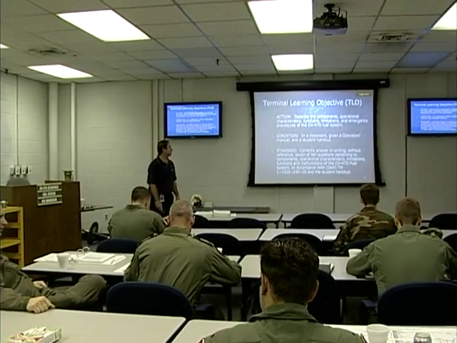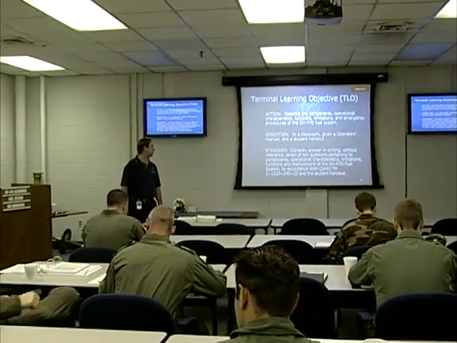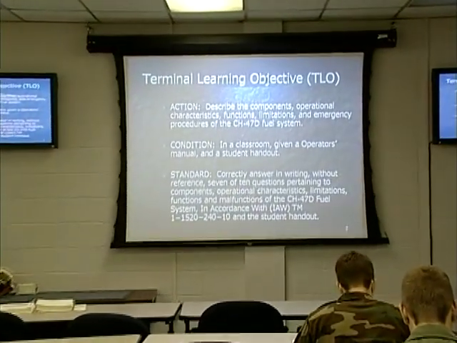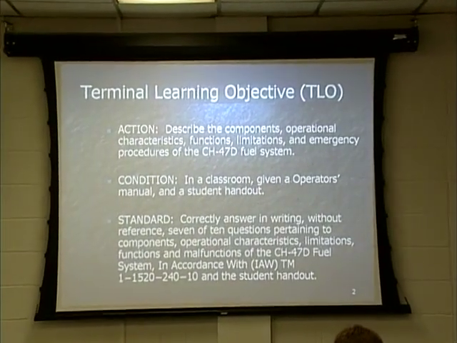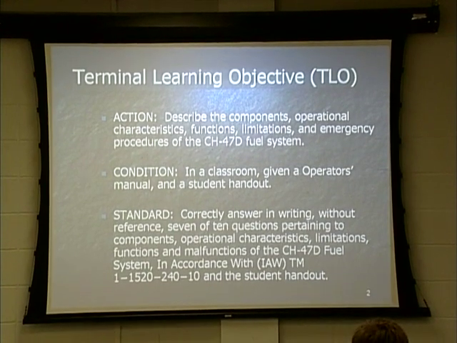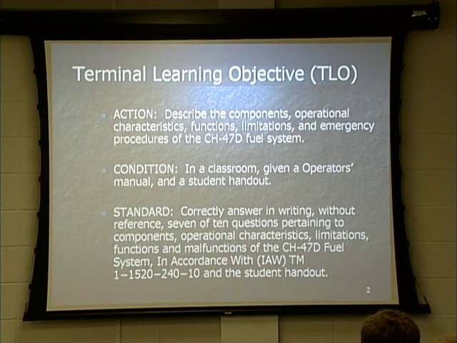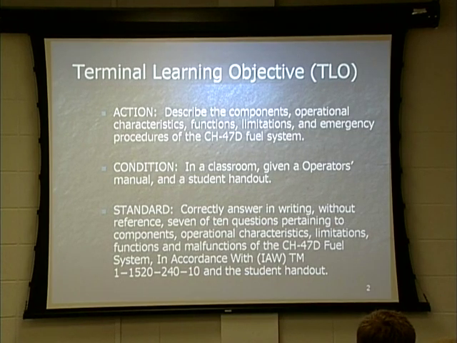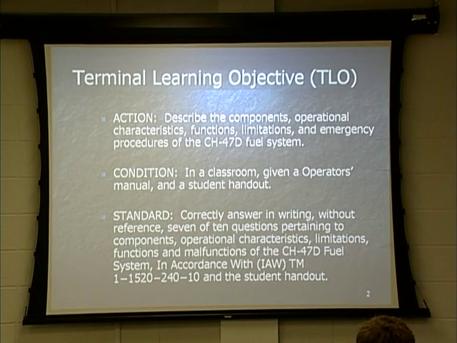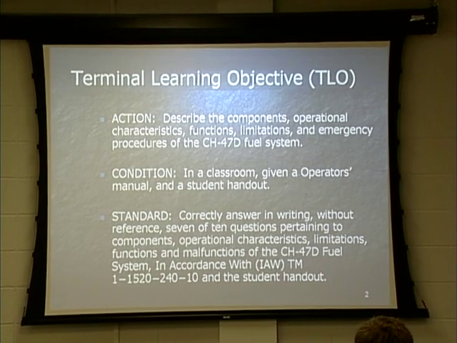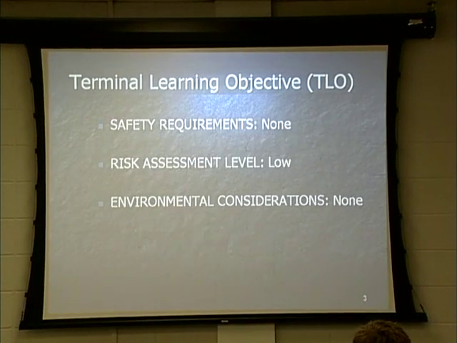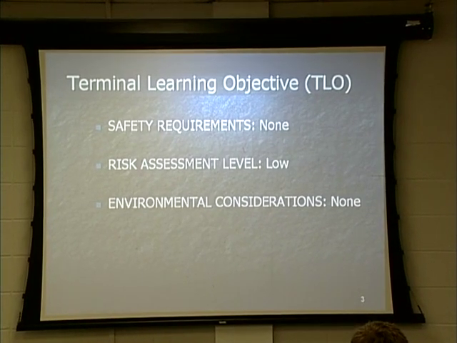All right. TLO, action: describe the components, operational characteristics, functions, limitations, and emergency procedures of the CH-47D fuel system. Condition: in a classroom, given an operator's manual and a student handout. Standard: correctly answer in writing without reference 7 of 10 questions pertaining to the components, operational characteristics, limitations, functions, and malfunctions of the CH-47D systems in accordance with TM 1-1520-240-10 and a student handout. Safety requirements: none. Risk assessment level: low.